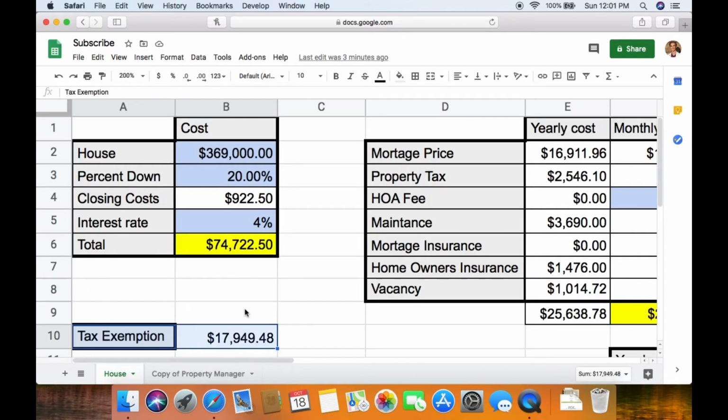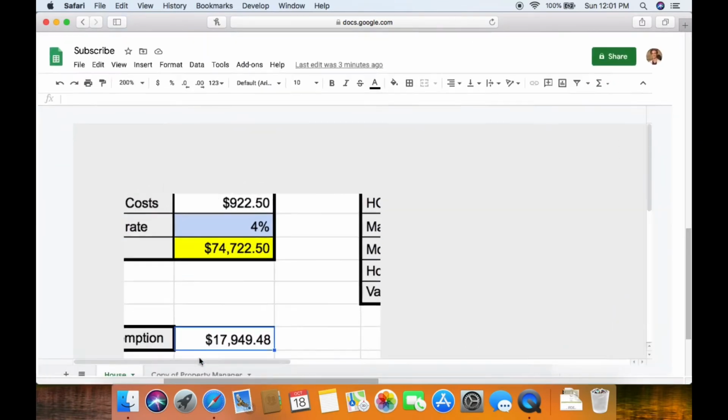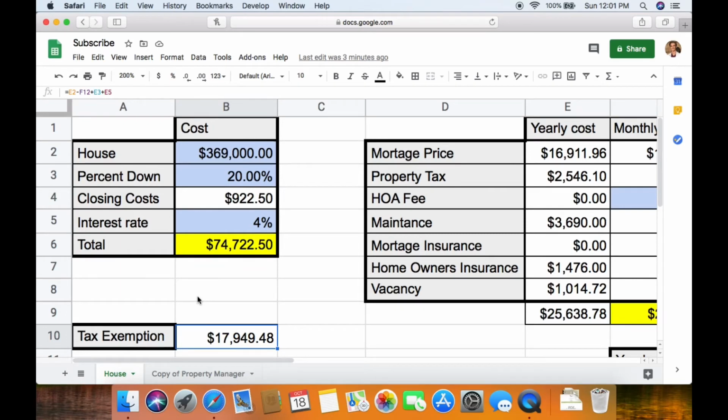Now, one of my favorite parts of this calculator that I made is the tax exemption that you can create just by buying real estate. Just by owning this property in the first year, you'll have a tax exemption of almost over $1,800. Now, remember to consult with a CPA before just taking my word for all of this.